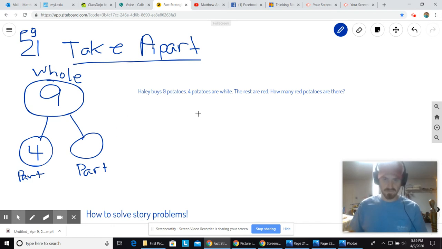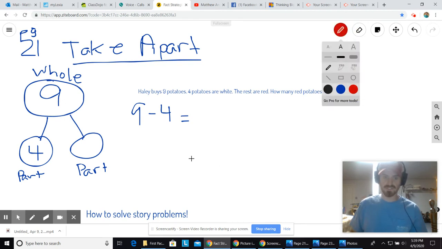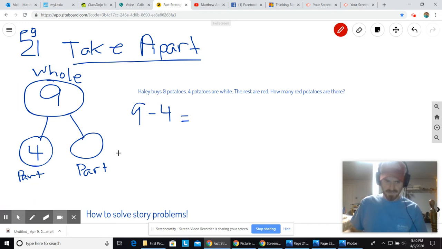So there's many ways you can do this. I can subtract. It sounds like I should have 9, take 4 out, and whatever's left should be how many red potatoes I have. This is the taking apart part of the problem. So if I know my facts really well inside of 10, then most kids are going to just know immediately. But there are different strategies that you can use to solve this. Like addition, you can use addition to help you with subtraction. You can look at this part right here.